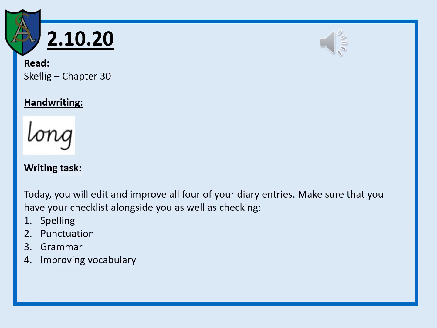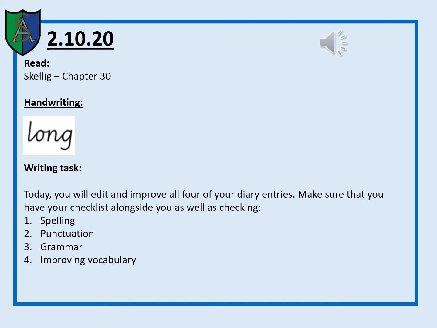Right then, Friday's lesson, thank goodness. Have a start by reading chapter 30 of Skellig, and then we do have some handwriting for you today. It's the word long. Again, make sure your L is nice and tall and that your G descends below the line. It needs to be in cursive and it needs to be very neat and legible. So please have a go at that. As soon as you've done that, we're moving on to our task for today.